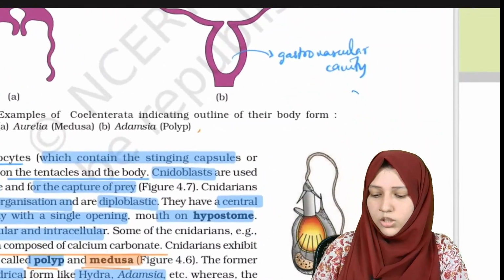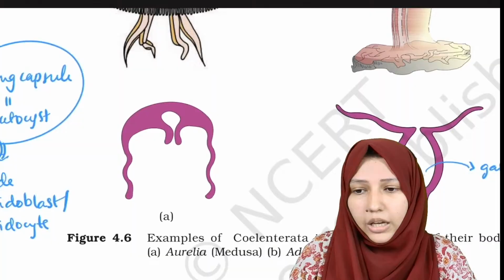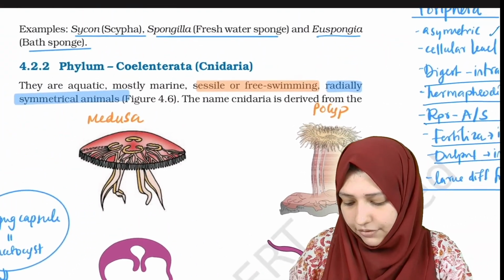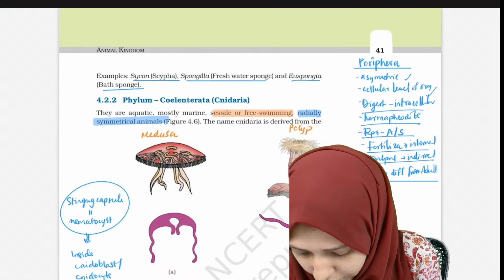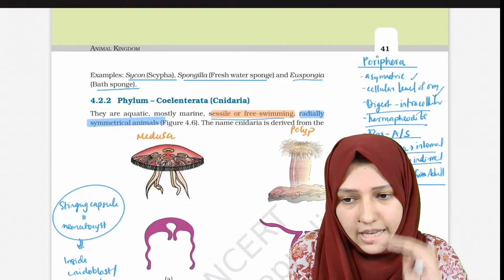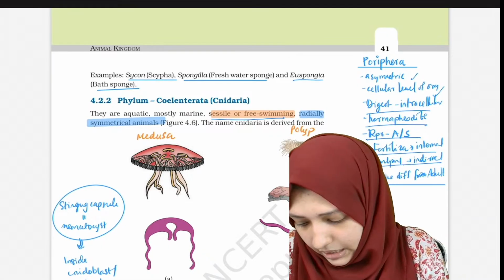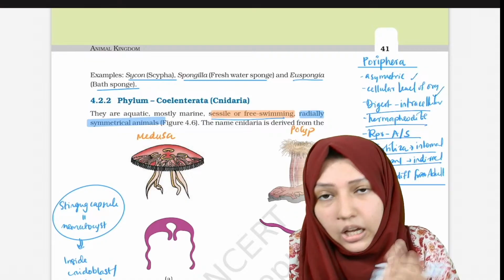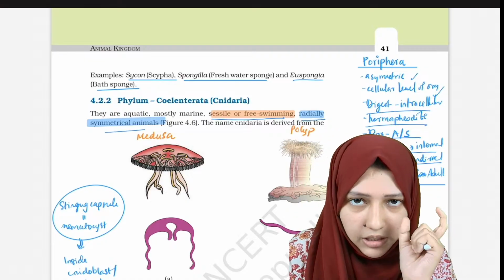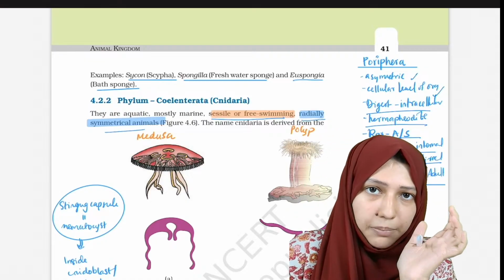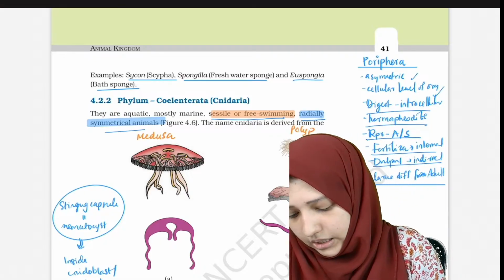This is not visible, so I will go through this NCERT only. Okay. Phylum Cnidaria can be sessile or free living, and they are radially symmetrical. These sponges were asymmetrical, but this phylum Cnidaria are radially symmetrical.